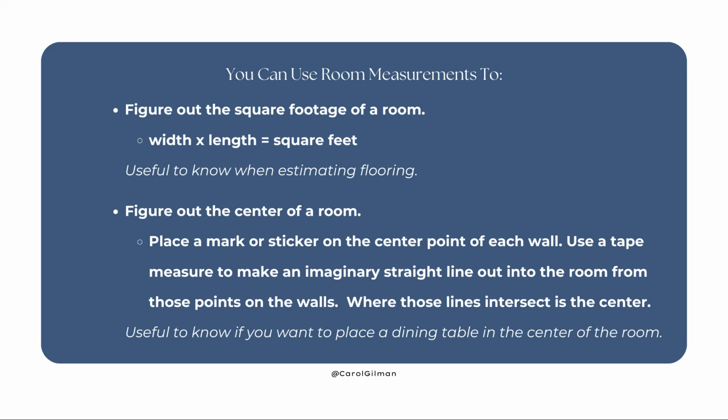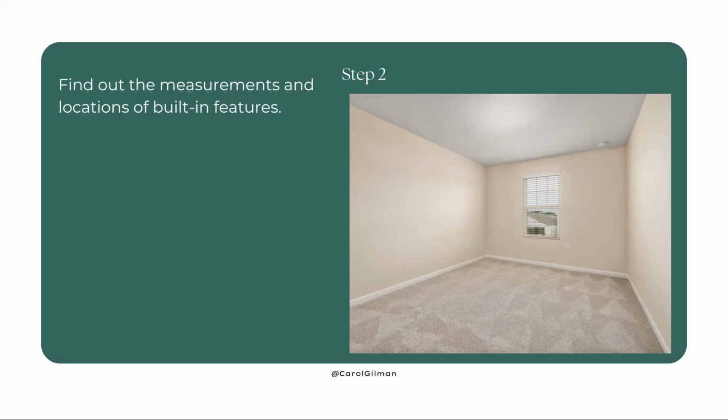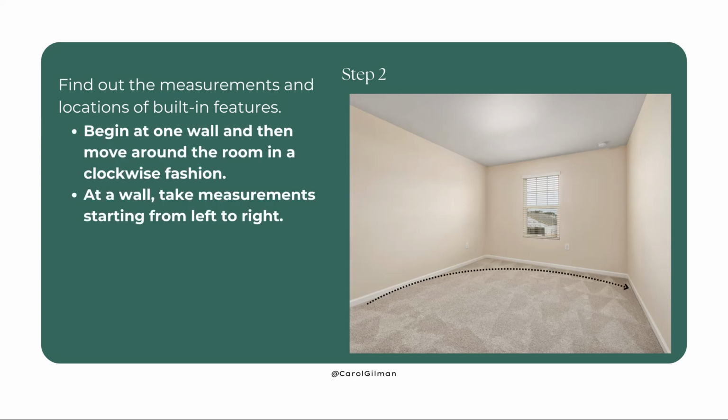Then in step two, we can zoom in to gather some details around the room. What we're looking for are built-in features around the perimeter of the room. That means doors and openings and windows. We're looking for the sizes of these features as well as their locations. I recommend starting at one wall and then going around the room in a clockwise fashion, starting from left to right on each wall.